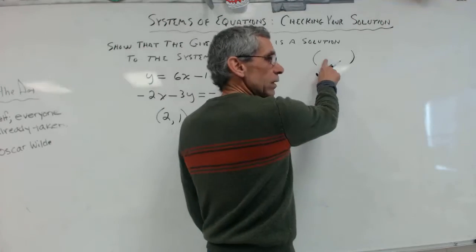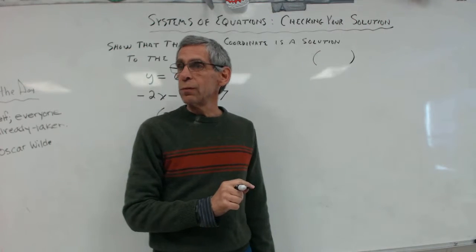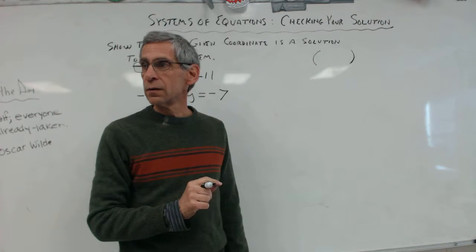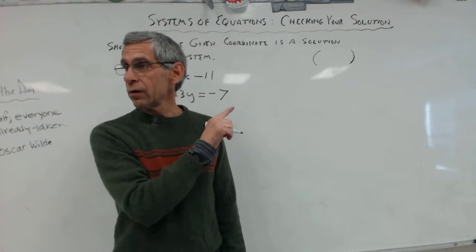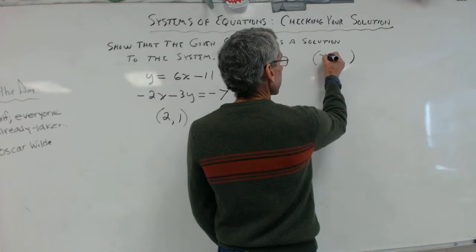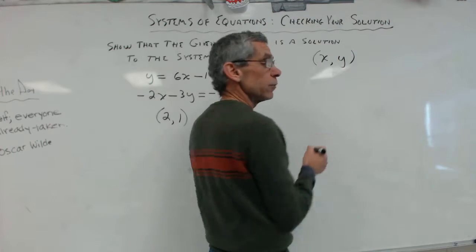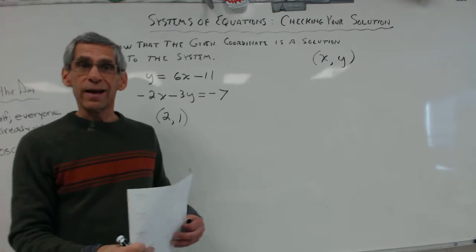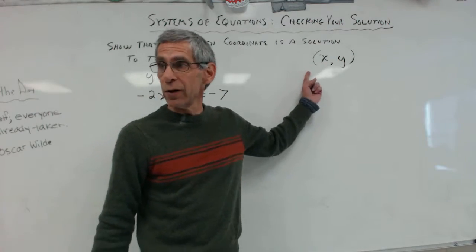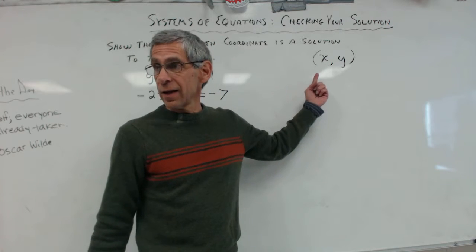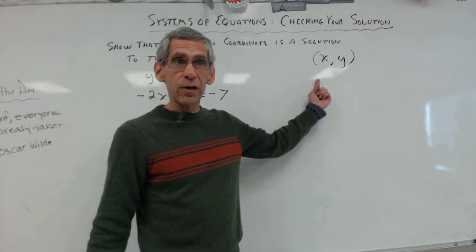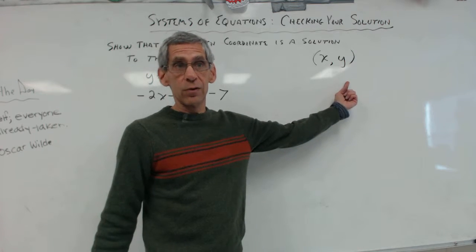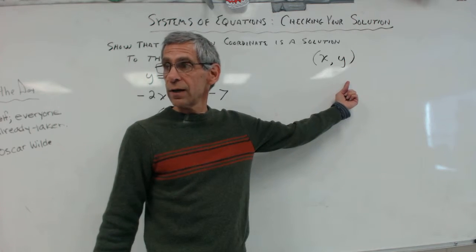So if I was just using variables, what would be the variables in a coordinate point? x and y. Which one comes first? x, comma, y, right? Does everybody agree with me? That is a coordinate. Every single coordinate that has two numbers in it, separated by a comma, the first number is the x, and the second number is the y. Is that clear?